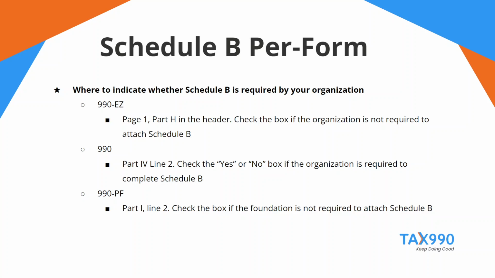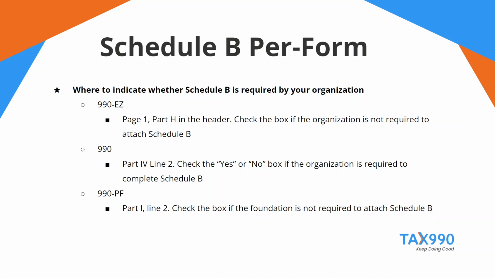If you're filing a 990EZ, you can indicate that Schedule B is not required by checking the box on page 1, Part H in the header section. This is where the organization name, EIN, and address is located on page 1 of the form. There's a small box labeled H. In that box, you can indicate that Schedule B is not required if your organization does not need to attach Schedule B.